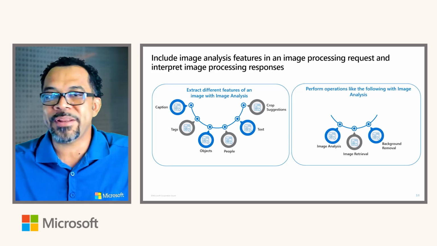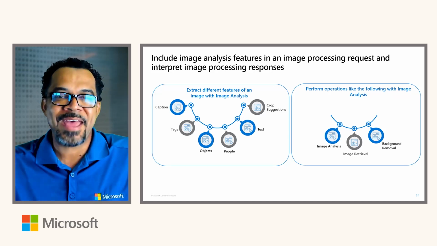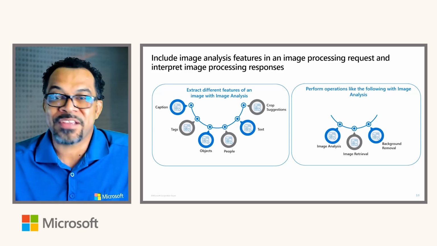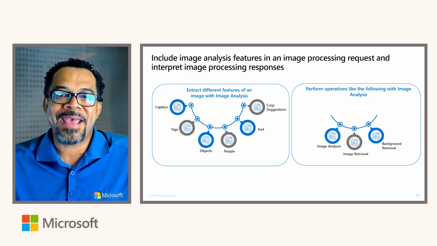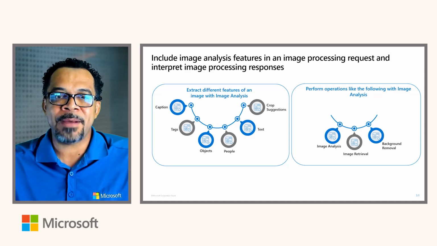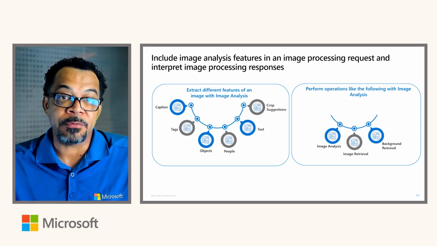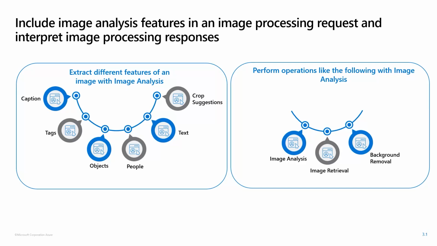You can use it to generate image captions. You can use it to tag visual features. You can use it to get the area of interest, or things like smart cropping. You can categorize an image, and many, many more things. So keep that in mind. It can also do things like background removal and image retrieval. I would suggest you prepare and practice with those in your lab environments.